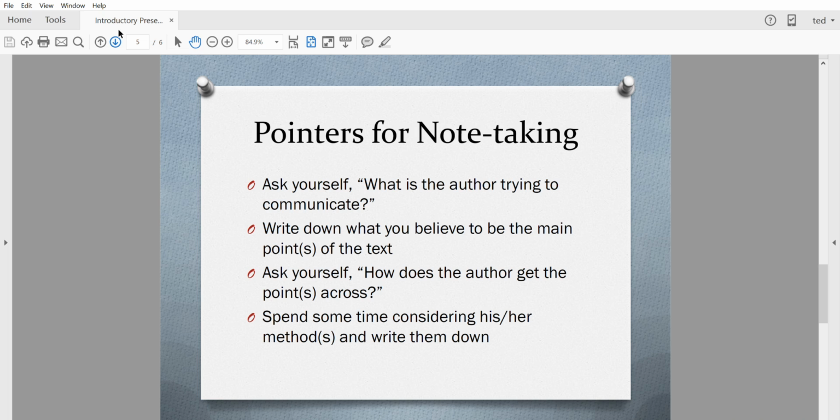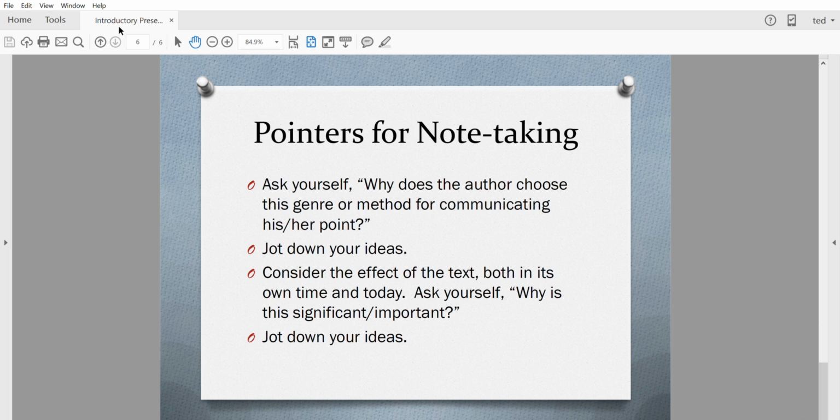Try to keep in mind the context. So what you see as the main idea might have differed from what the original audience saw as the main idea. How does the author get the point across? Think in terms of methods. Swift is a great example for this. In A Modest Proposal, he has very specific methods that he uses to get his point across.